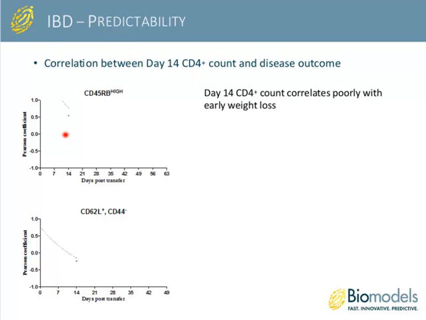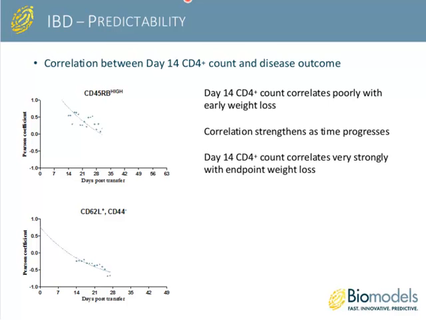At day 14, the correlation is very poor, and I'm just looking at these two ways of sorting the cells just to show you that they are very equivalent: CD45RB high using a flow cytometer, and CD62 ligand CD44 using just magnetic columns. So at day 14, the correlation is obviously very poor, but correlating that day 14 CD4 count with successive days' weight loss, the correlation becomes more and more strong as you go through the study.